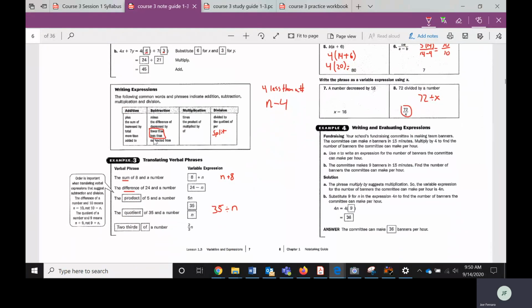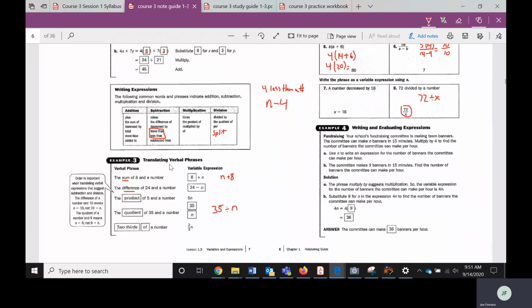Okay. Writing expressions, so either from just a straight sentence or using a word problem. Here's some key words that let you know what operation you should be doing. So these words usually mean addition, these subtraction, multiplication, division. I added one here. The word split usually means division. Like if you're going to a restaurant, you're going to split the check. You're going to divide that.